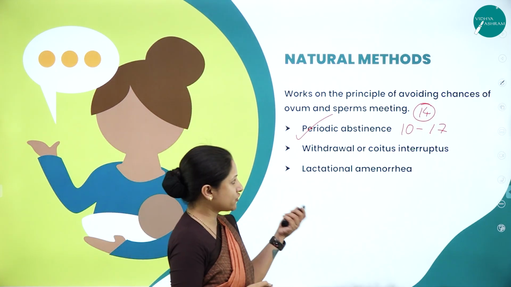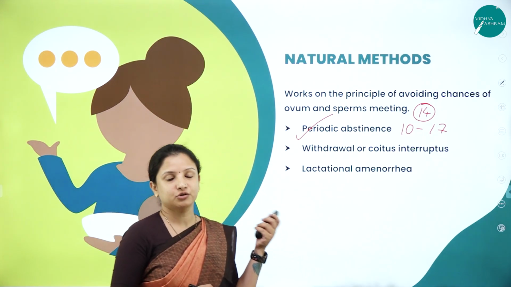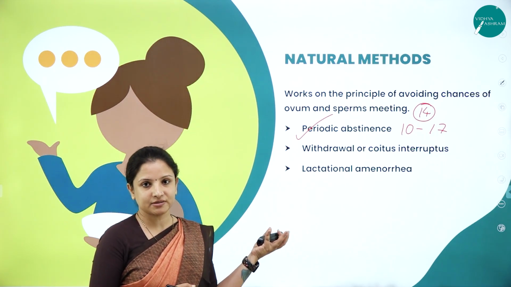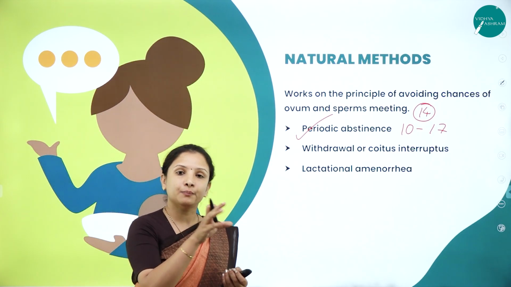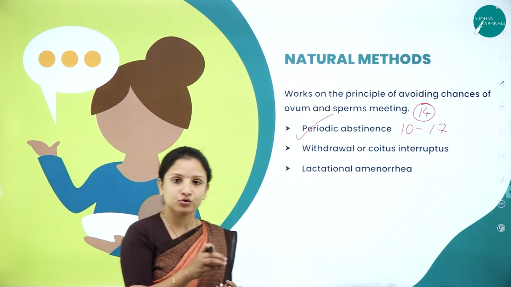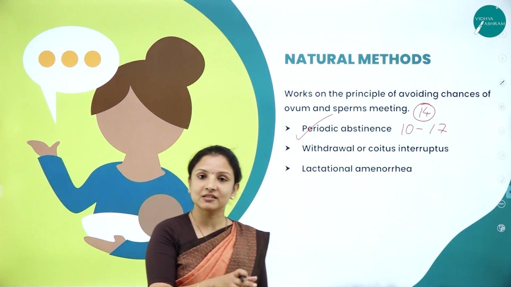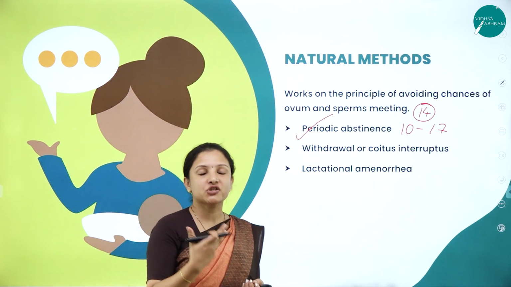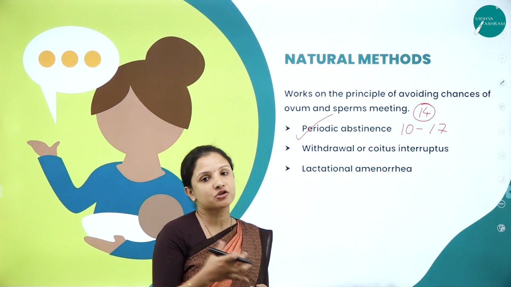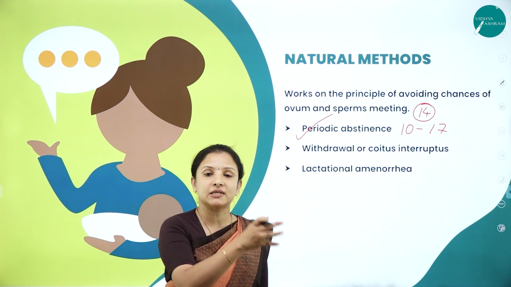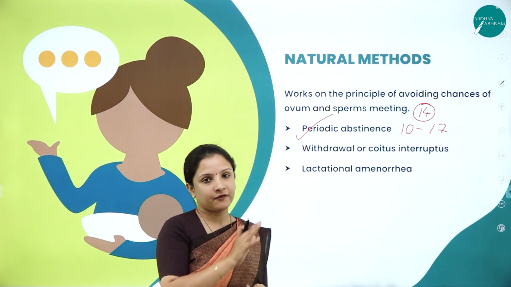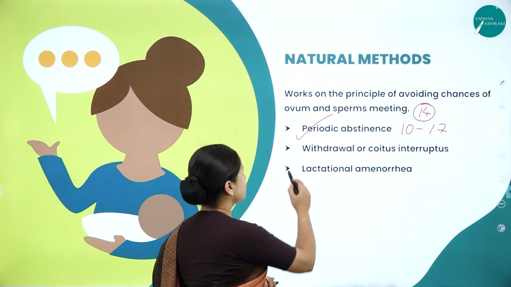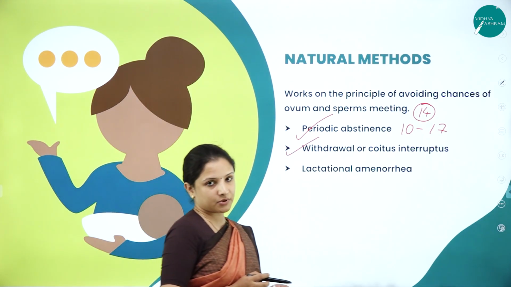And one more is withdrawal or coitus interruptus. Withdrawal or coitus interruptus is nothing but during copulation, as soon as the penis is inserted into the vagina of the female, before ejaculating the sperms, the penis should be withdrawn so that the sperms don't get ejaculated into the cervix of the female. So that is what is done here. That is the withdrawal or coitus interruptus method.